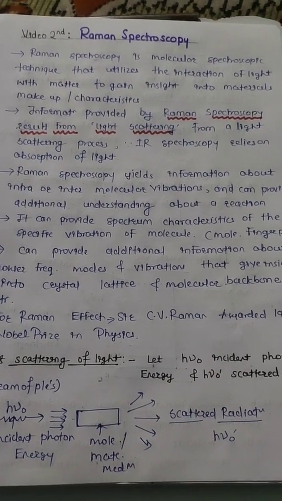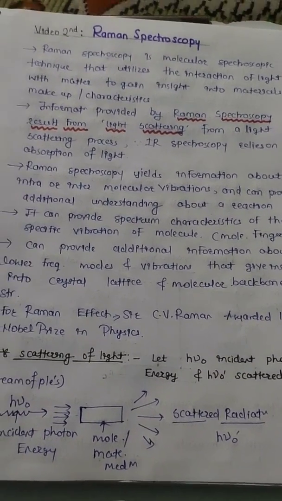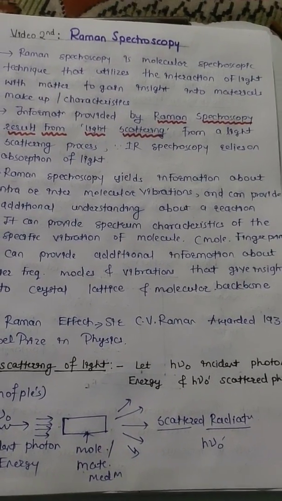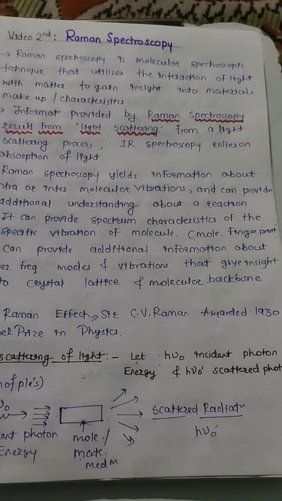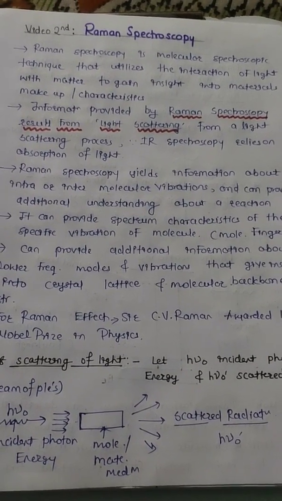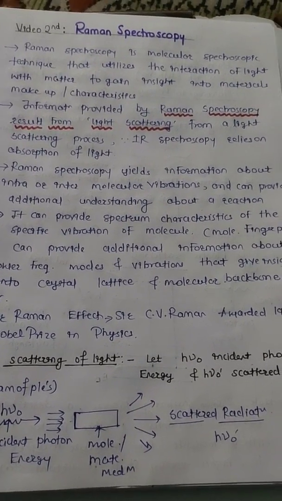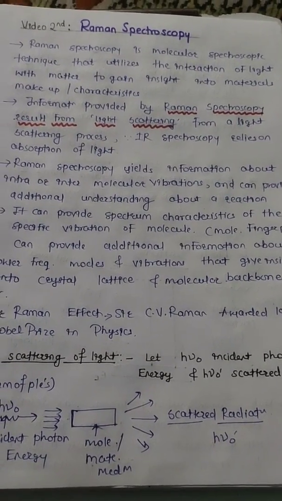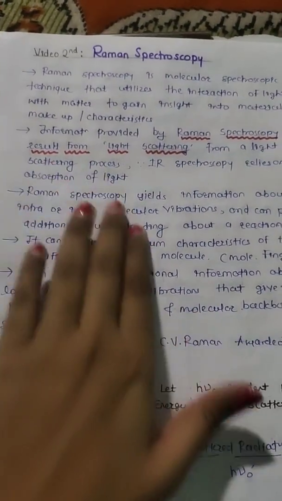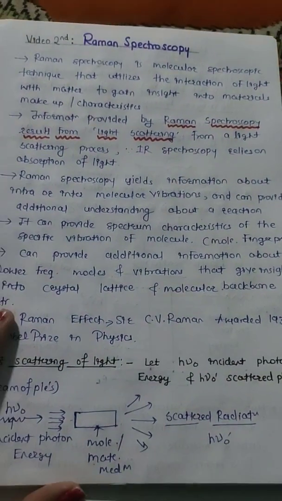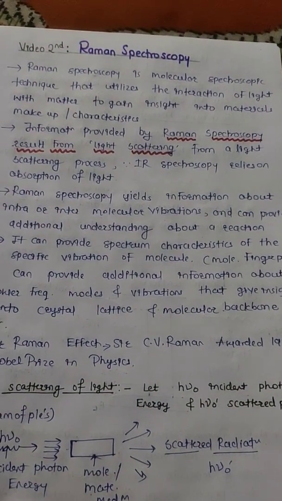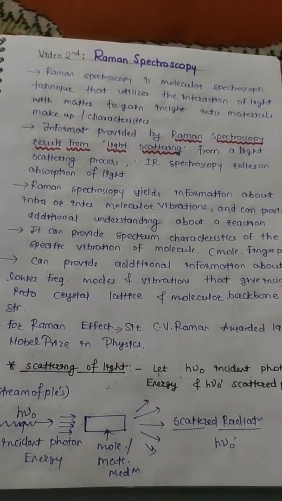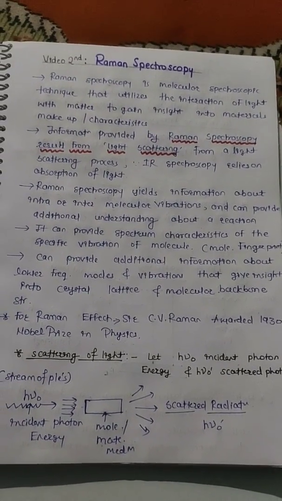This is a very conceptual topic and a little bit difficult to understand, but I tried to make it simple for you guys. Raman spectroscopy basically results from the light scattering phenomena. Here I have written down some lines, which are basically the applications of Raman spectroscopy. You can read it out or take a screenshot of this page.